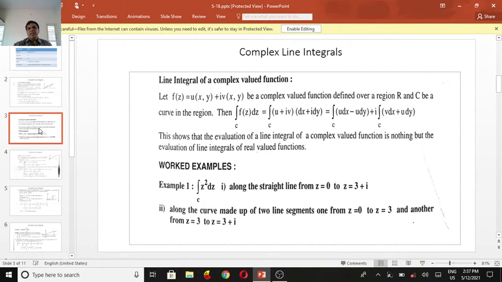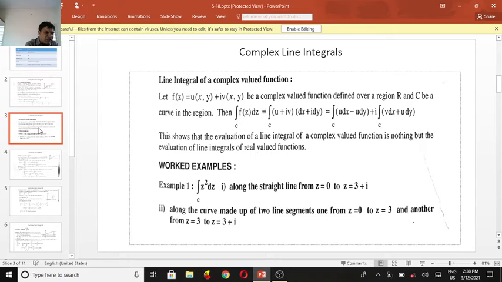Coming to the line integral of a complex valued function, in the same way, take f(z) equal to u(x,y) plus i v(x,y), a complex valued function defined over a region R, and let C be a curve in the region. Then the integral over C of f(z) dz is equal to the integral over C of (u plus iv) times (dx plus i dy).